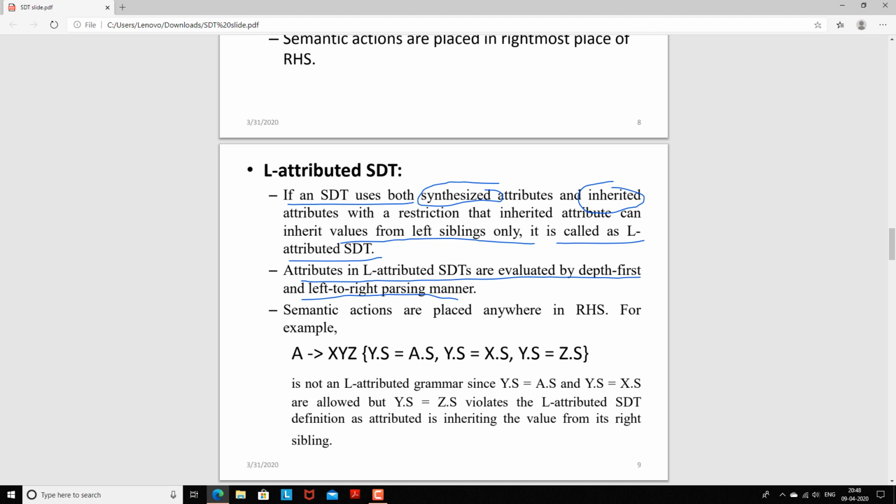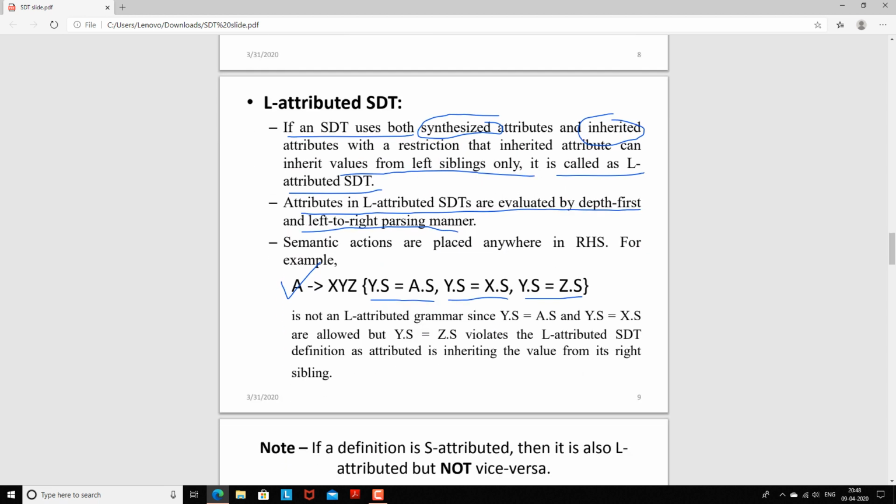So the same approach is here, and here I have taken an example. A tends to XYZ, and here are three actions performed on the reduction of this production. The first is this, the second is this, and the last one is this. Every action is separated by a comma. So suppose we are going to reduce this one, A tends to XYZ. I have just drawn the parse tree.